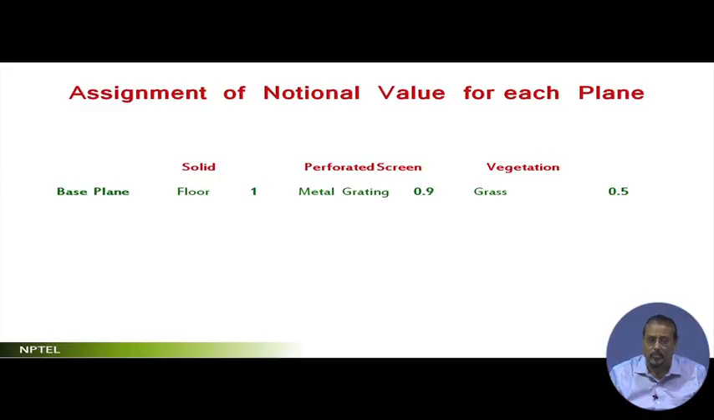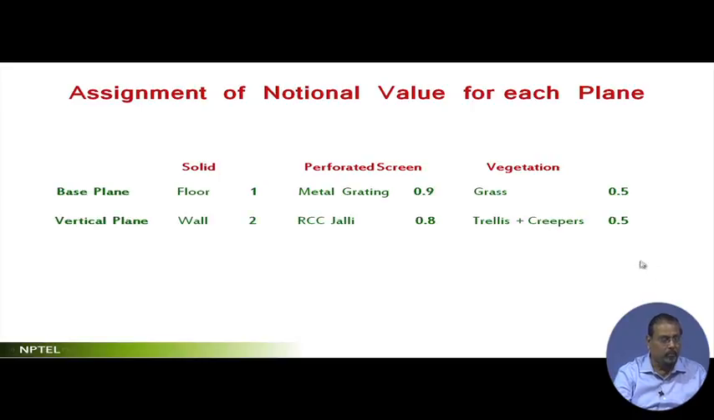0 means absent. An example that we have given over here, with respect to material: if it is a base plane which is a floor which has a value of 1 which is solid, and if it is a metal grating on which you are standing and which has 10% perforation, then it has earned a value of 0.9 because it has been discounted by 10% for that perforation. And if it is vegetation, grass, then we consider, see, grass is almost solid, but since it is landscape, in such cases we take it almost 50%. I do not have any objection if you take 0.6 or 0.7, but just to compare between these three: this is fully solid, this is semi solid, and this is more landscape, more natural. So, it earned a value of 0.5.